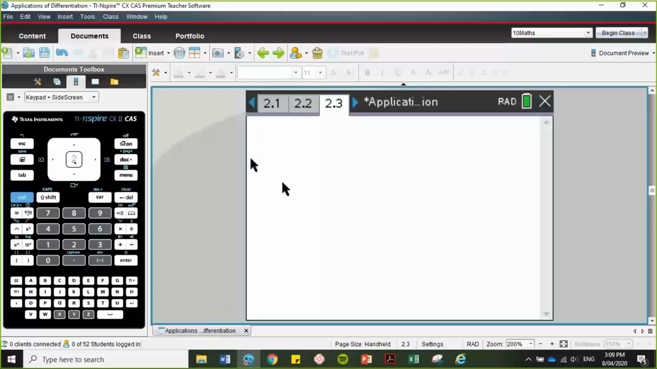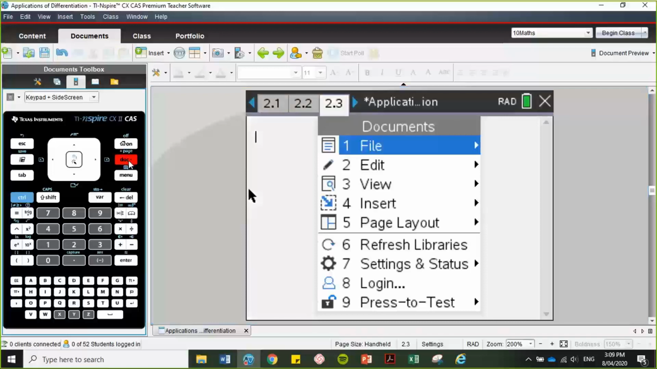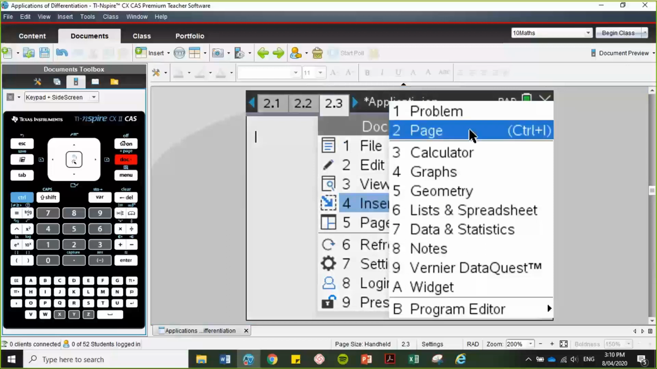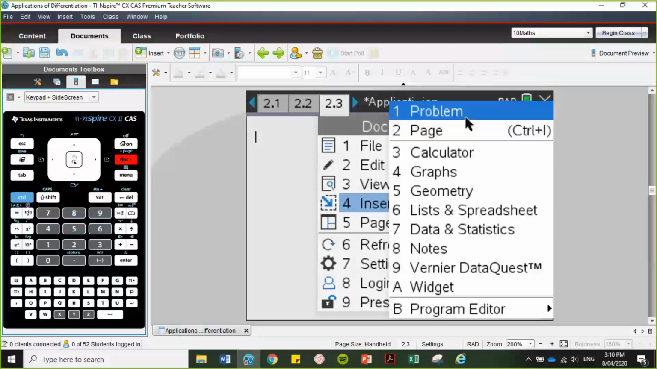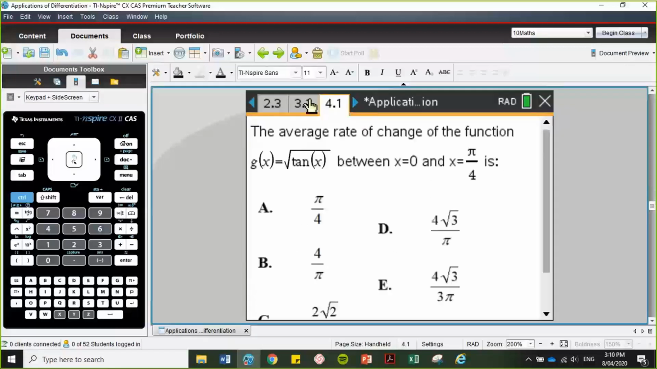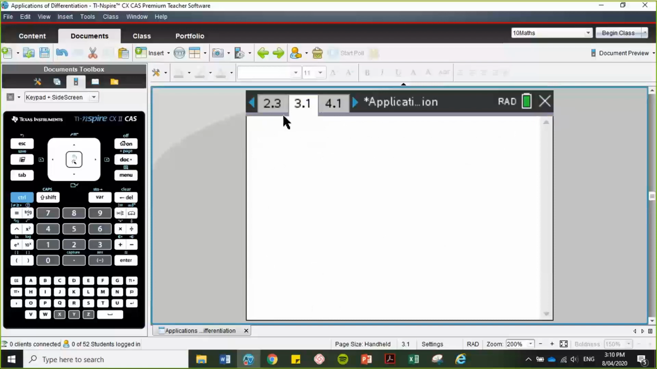If you want to add a new problem, you go to the doc key, which is above menu, and number 4 is insert, and number 1 is problem. So it's doc 4.1. Now, the benefit of adding a new problem, and this, of course, will start problem number 3, it bumps problem 3 to problem 4 and so on. The benefit of this, there's a few great benefits.